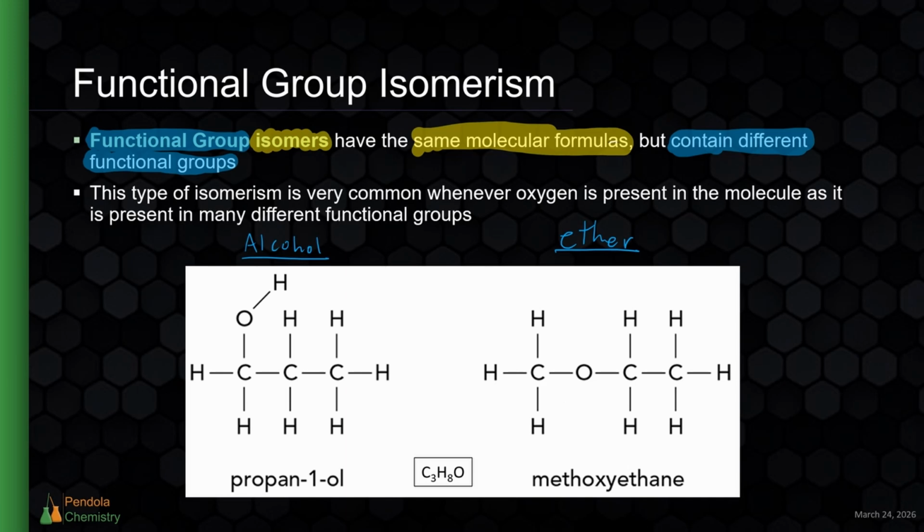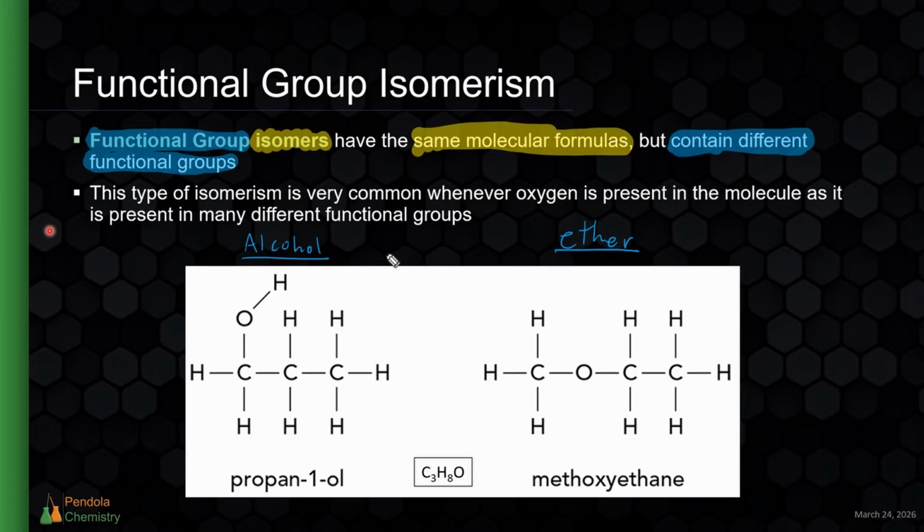So yeah, that's a functional group isomer. Again, oxygen is usually what brings these about. But they're isomers, so they have the same formulas, but because they're functional group isomers, they contain different functional groups. And so their structural formula would also be different, as they are a type of structural isomer.